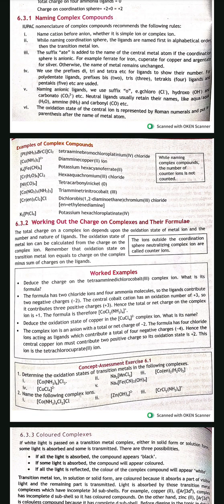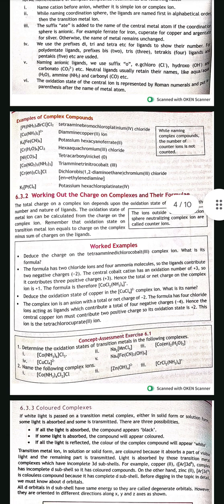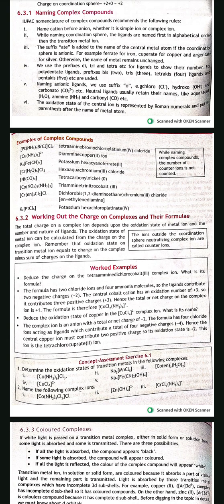Naming complex compounds. Name cation before anion, whether it is simple or complex. While naming coordination sphere, the ligands are named first in alphabetical order. The suffix "ate" is added to the name of central metal atom, for example ferrate for iron, cuprate for copper, and argentate for silver. Otherwise, the name of metal remains unchanged. We use the prefixes di, tri, and tetra. For naming anionic ligands, we use suffix "o", which gives chloro, hydroxo, and carbonato. Neutral ligands are aqua, ammine and carbonyl. So this is how we name the ligands and these coordination compounds.